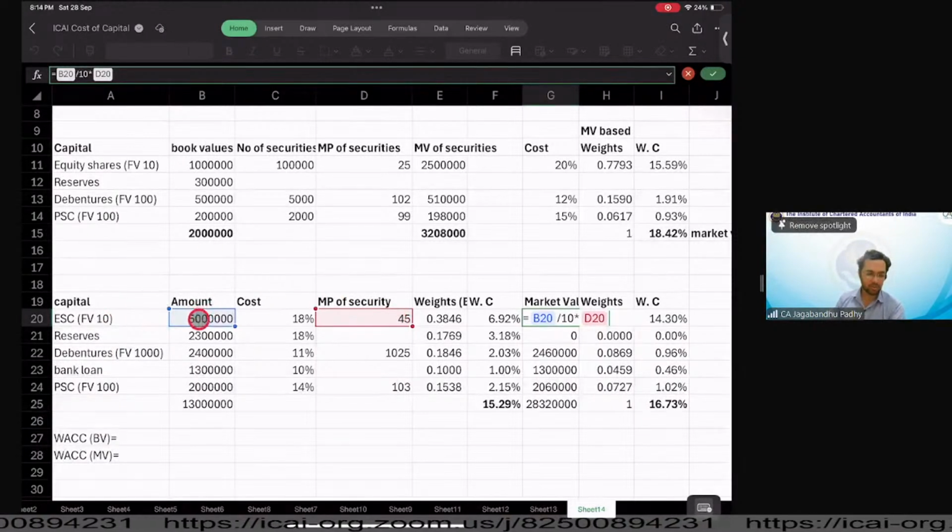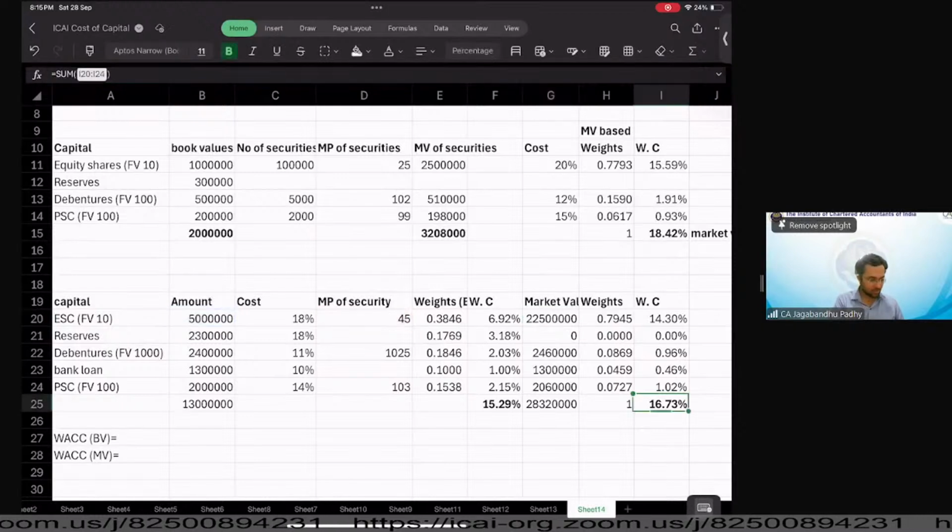So face value of equity shares is total 50 lakh. You divide it by 10 to get the number of securities, like we did over here. And then you multiply it with the current market price of one security. Got it?